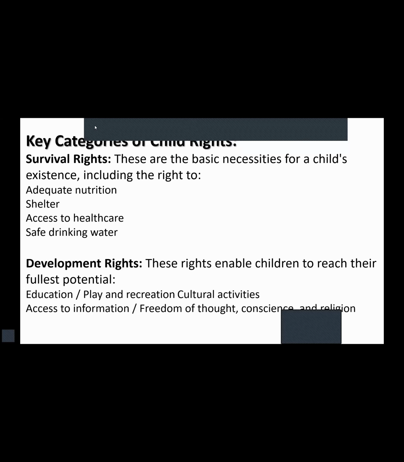Key categories of child rights. So there are certain key categories of child rights. We'll see survival rights. These are the basic necessities for a child's existence. And these survival rights include adequate nutrition, in Sinhala we call Pramanavat Poshanaya, shelter, access to health care, safe drinking water. So these are survival rights of children.